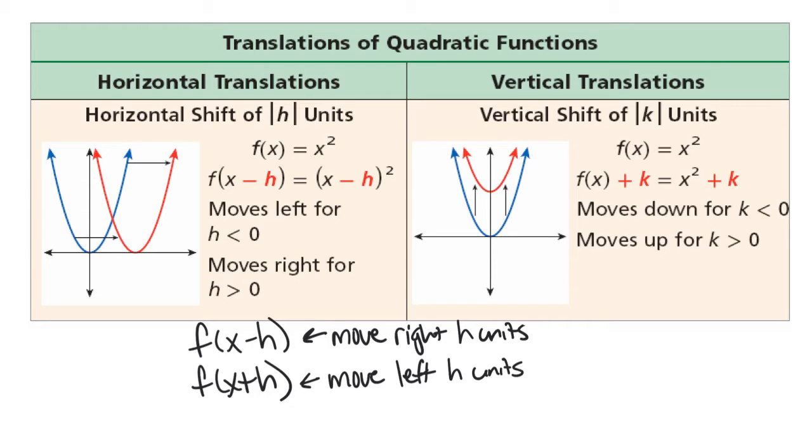In vertical translations, your y values or your outputs are being changed, so you'll see something being added on to the end of the whole function. If your k value here is negative, less than 0, it's going to go down. And if it's positive, it's going to go up. So this right here would be a positive k.